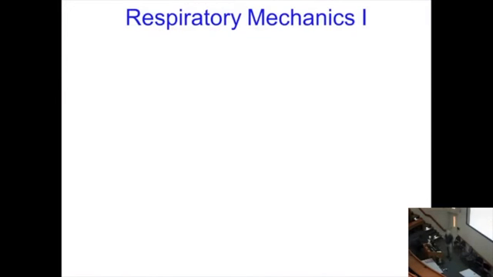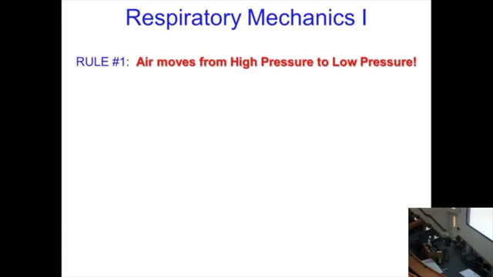Okay, so today we begin respiratory mechanics, and this will take at least both of the hours this morning because this is a pretty big subject. Okay, well, so the underlying principle that you need to know intuitively is that air goes from high pressure to low pressure.